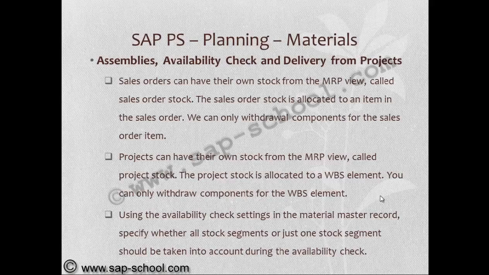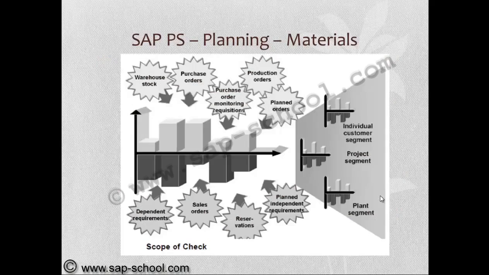Using the availability check settings in the material master record, specify whether all stock segments or just one stock segment should be taken into account during the availability check. So in the scope of check, we are using warehouse stock, purchase order, purchase requisitions, production orders, planned orders, dependent requirements, sales orders, reservations, and planned independent requirements. All of this will be considered for the stock check.